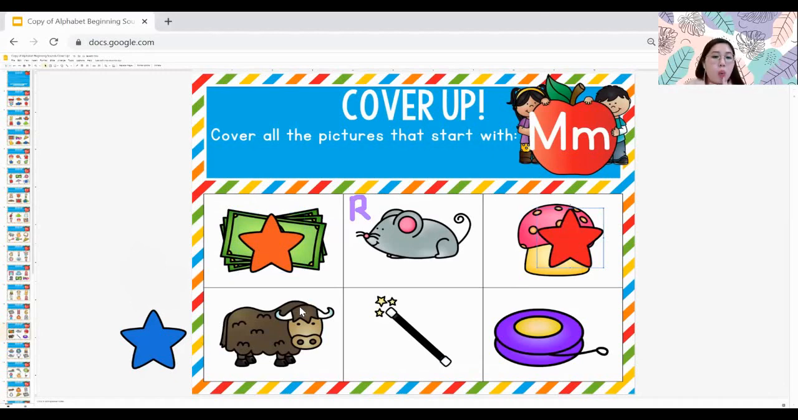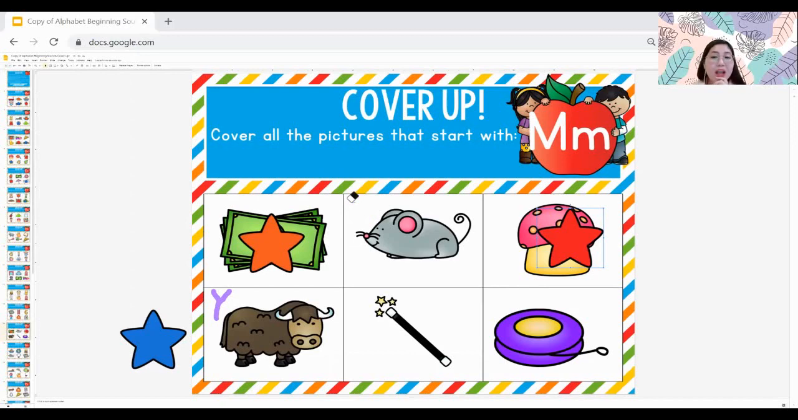Mushroom. How about yak? No, that's letter Y for yak. So let's write letter Y. Okay, here. This is a wand. Wand. So that's one.